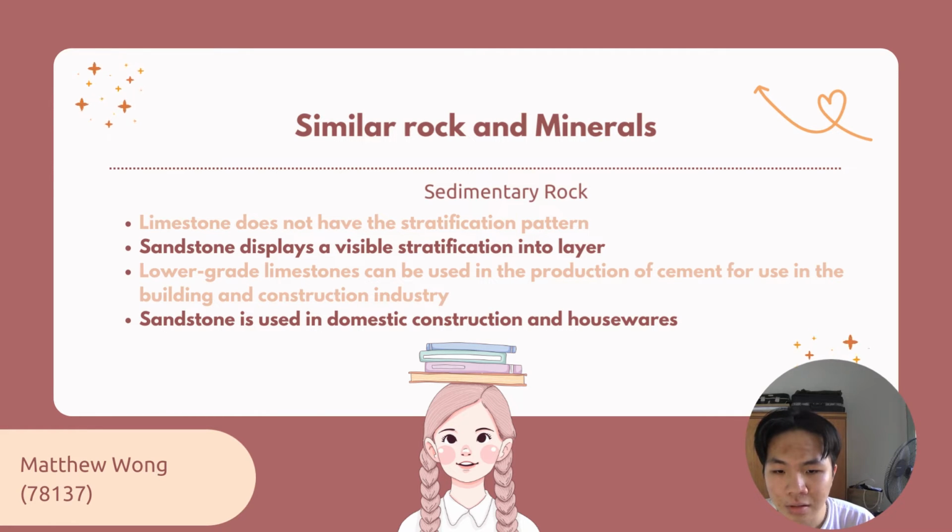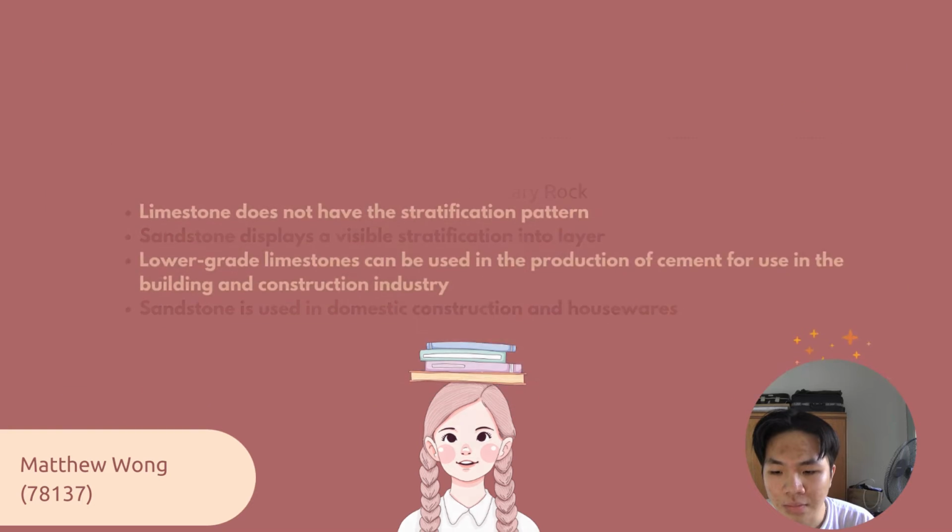Lower grade limestones, particularly ones with some clay content, can be used in the production of cement for use in the building and construction industry. Sandstone was used in domestic construction and housewares even in prehistoric times and was a popular building material from ancient times. It is relatively soft, making it easy to carve, and has been widely used around the world in constructing temples, homes, and other buildings.